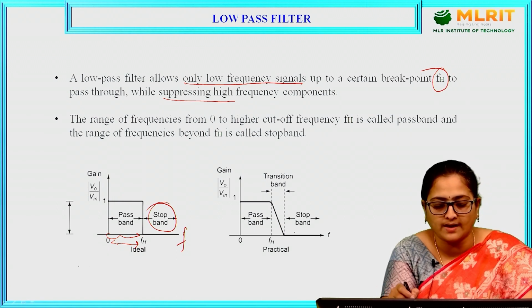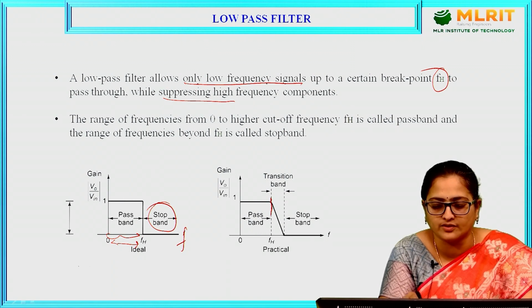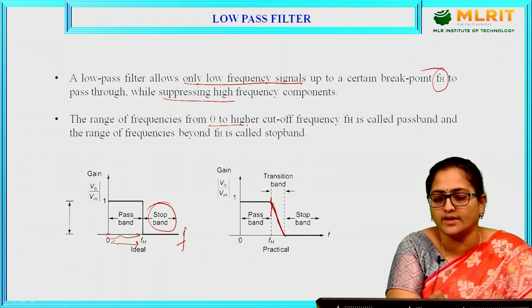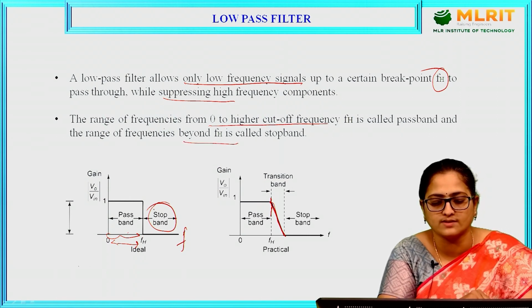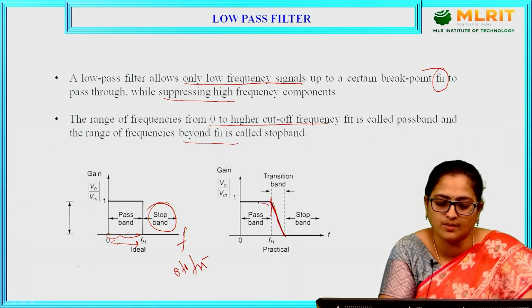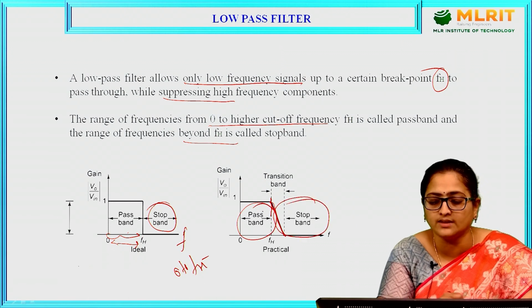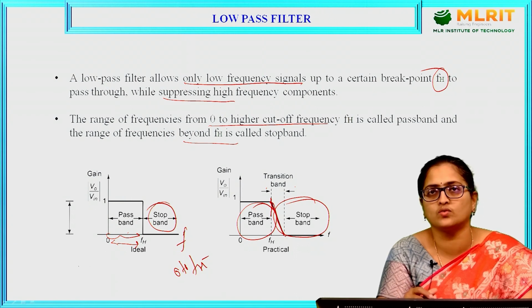Coming to the practical characteristics, we do not stop at exactly FH, there will be some delay over here. This is called a transition band. The range of frequencies from 0 to the higher cutoff frequency FH is called the pass band, and the range of frequencies beyond FH is called the stop band. In practical filters you will have this transition band, as it does not have an exact cutoff frequency, it takes some delay to reduce the gain.